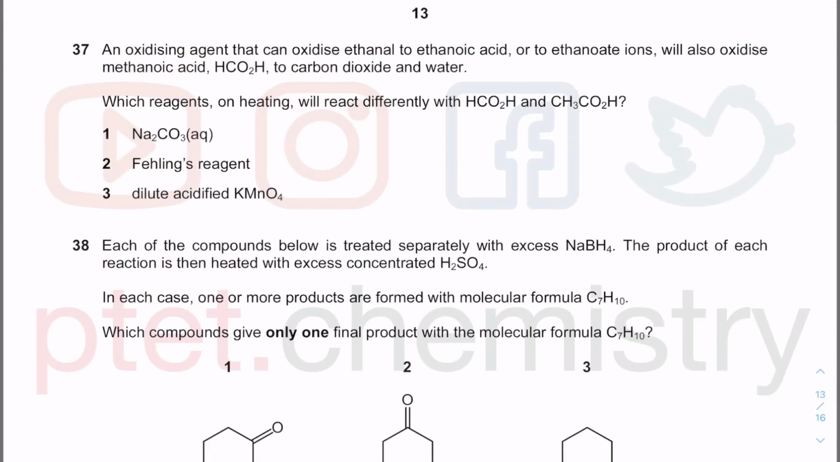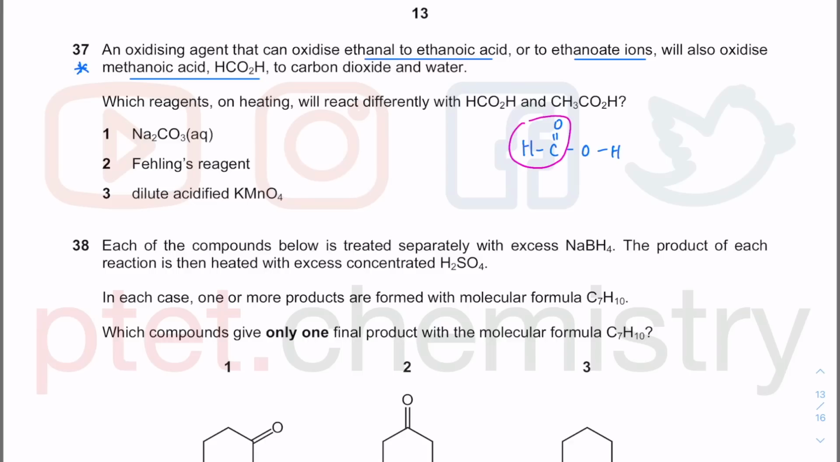Question 37. An oxidizing agent that can oxidize ethanol to ethanoic acid or to ethanoate ions will also oxidize methanoic acid. I remember back then in 2015, this was not really in the syllabus, but it has been added to the current syllabus in the A-level curriculum. I think this is actually part of A2, carboxylic acids, acyl chloride, that topic, but it was briefly in the AS component. Things have been shifted around a little bit. Doesn't matter. The very reason why you can oxidize methanoic acid is because of this fragment on the far left-hand side that makes it look like an aldehyde.